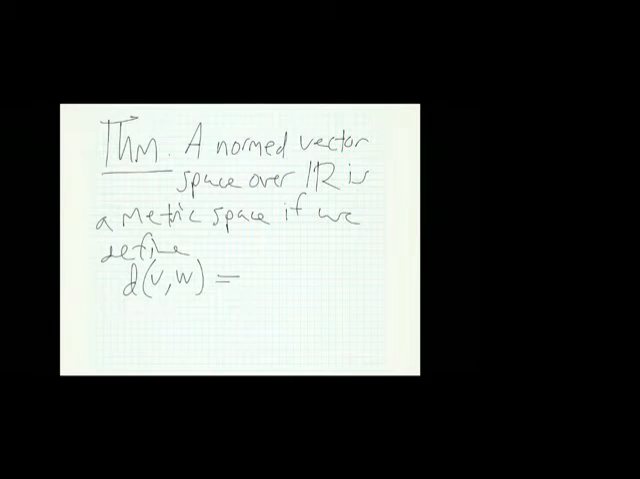So a good definition of distance, one that actually gives us a metric space, that satisfies all the properties of a metric space, is to take the norm of the vector V minus W, where, if you're not sure what V minus W means, V minus W means V plus the vector minus W. So a normed vector space becomes a metric space if we make that definition of the metric.